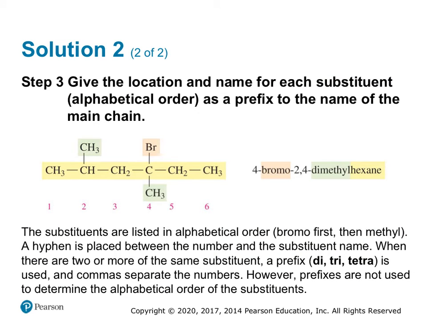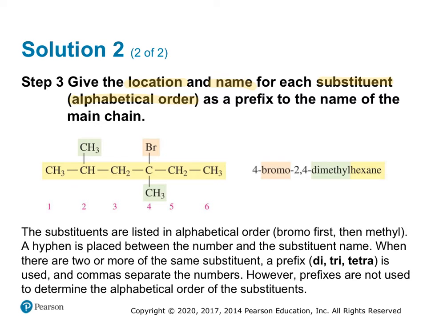So then we name each substituent group and we give the location, the carbon number, as a prefix to the main chain number. We give the substituent groups in alphabetical order and we use numbers to number the location.